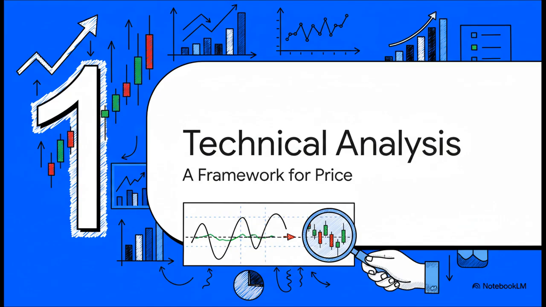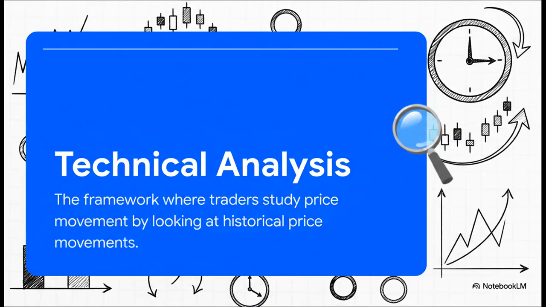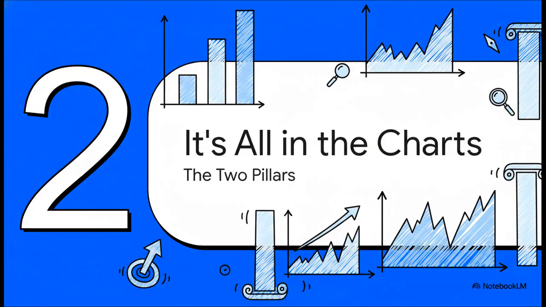And the people who use it, technical analysts or technical traders, believe all the clues they need are hiding in plain sight, right there on the chart. So what is it, really? At its heart, technical analysis is all about studying what prices did in the past. The whole idea is to use that history to get a better handle on what's happening right now and maybe get a sense of where things could be going. This whole way of thinking really just rests on two simple but super powerful core ideas.